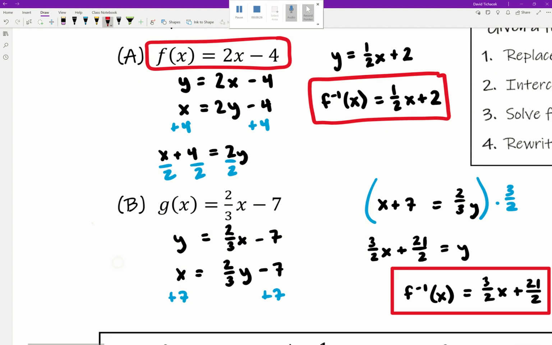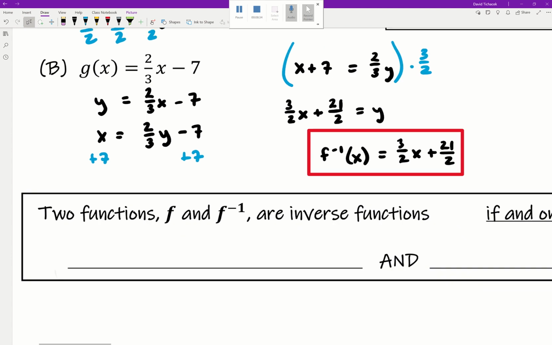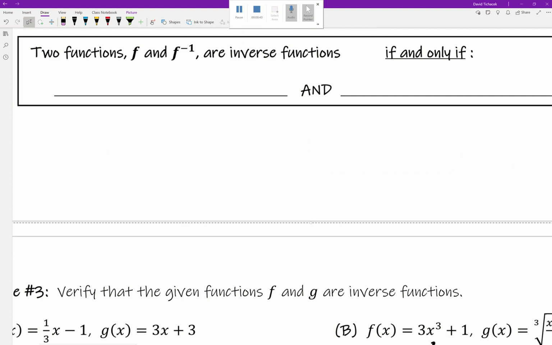For part B here, I invite you to pause this, read through it on your own, and make some sense of it. I'm just going to move on. This very handy fact right here says two functions, f and f inverse, are truly inverses of each other if, and only if, we can get these two things to check out.